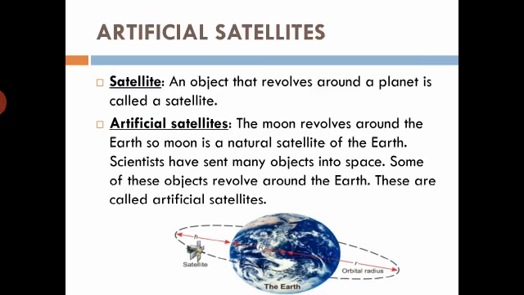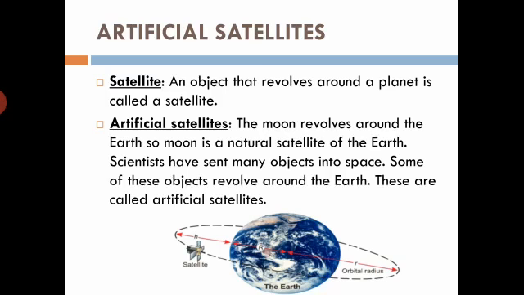Our next topic is artificial satellites. What is a satellite? An object that revolves around a planet is called a satellite. We know that the Moon revolves around the Earth, because Earth is our planet and Moon is that object which revolves around our planet Earth. That's why it is known as a satellite. But it is called the natural satellite of the Earth.